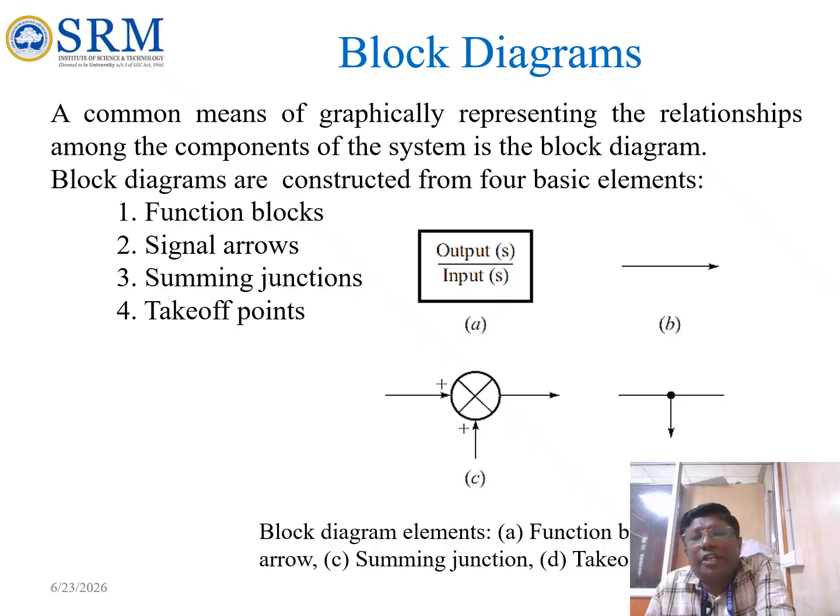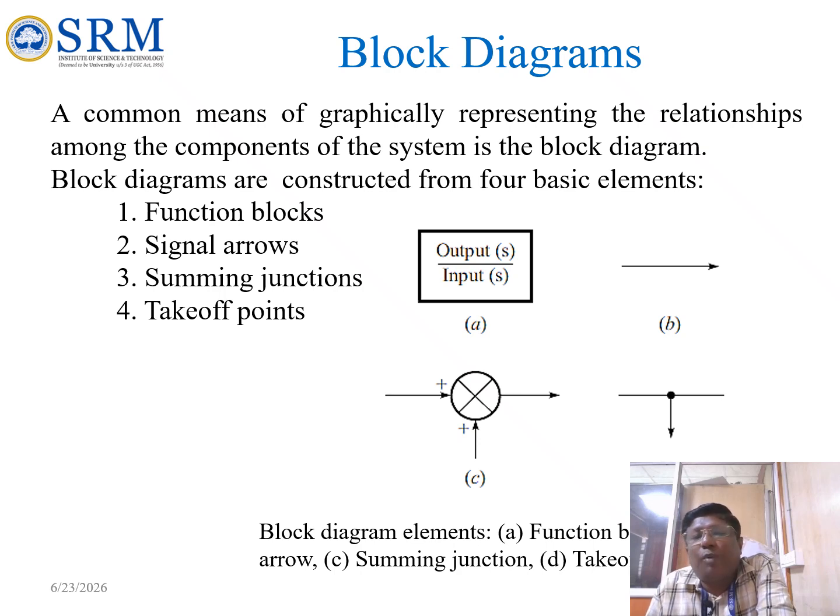So the signal arrow is nothing but a connection from one place to another, connecting one component to another component. How it is connected, that is called the signal arrow. And the summing junction shows how the signal arrows are summed up. If you look at it, it is plus and plus, so both signals are summing up and we are getting an output.